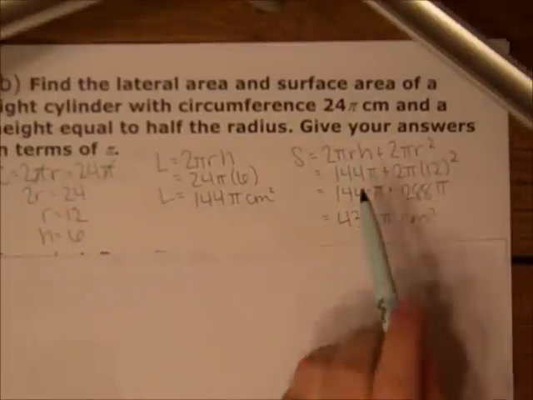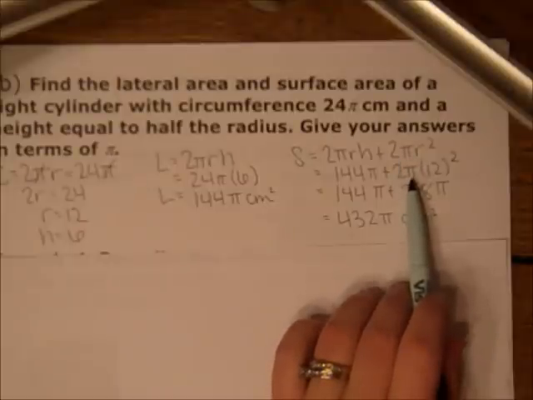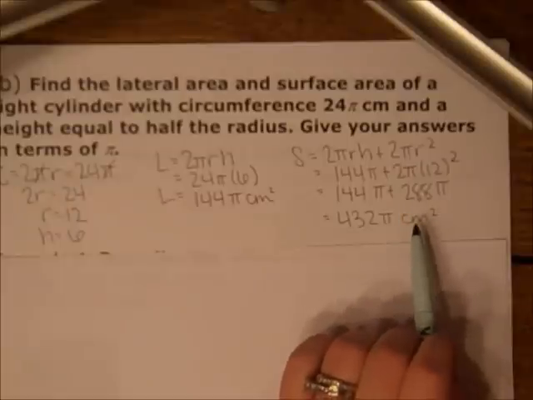For your total, we're going to keep that 144 pi and we're going to add on two circles. So 2 pi 12 squared is 288.